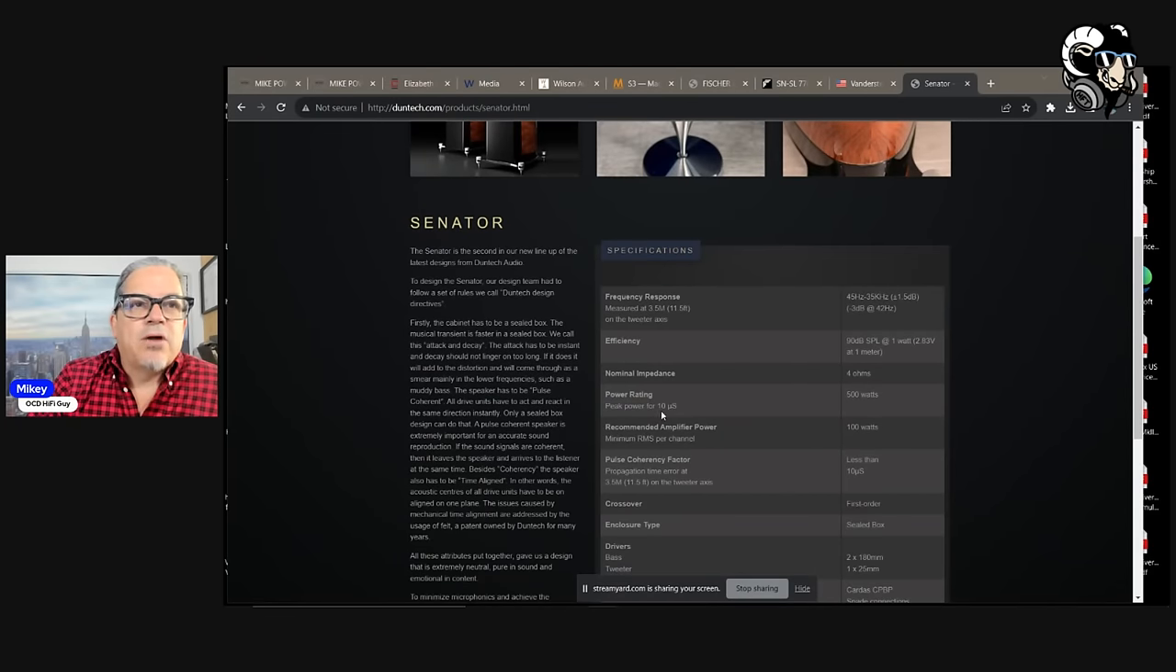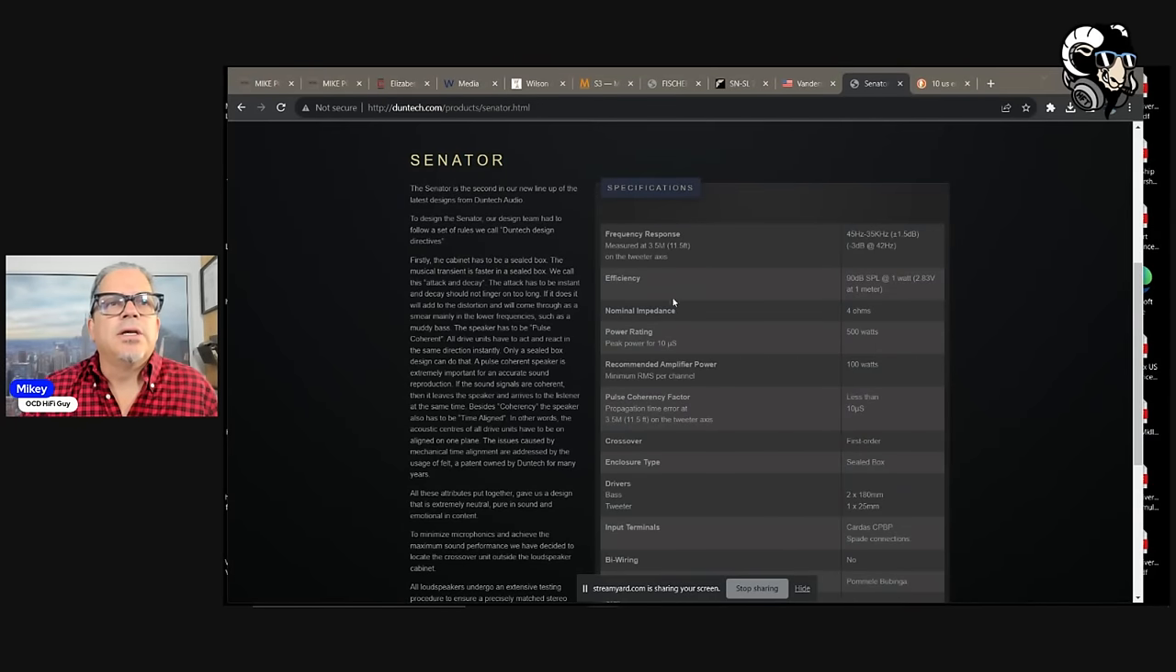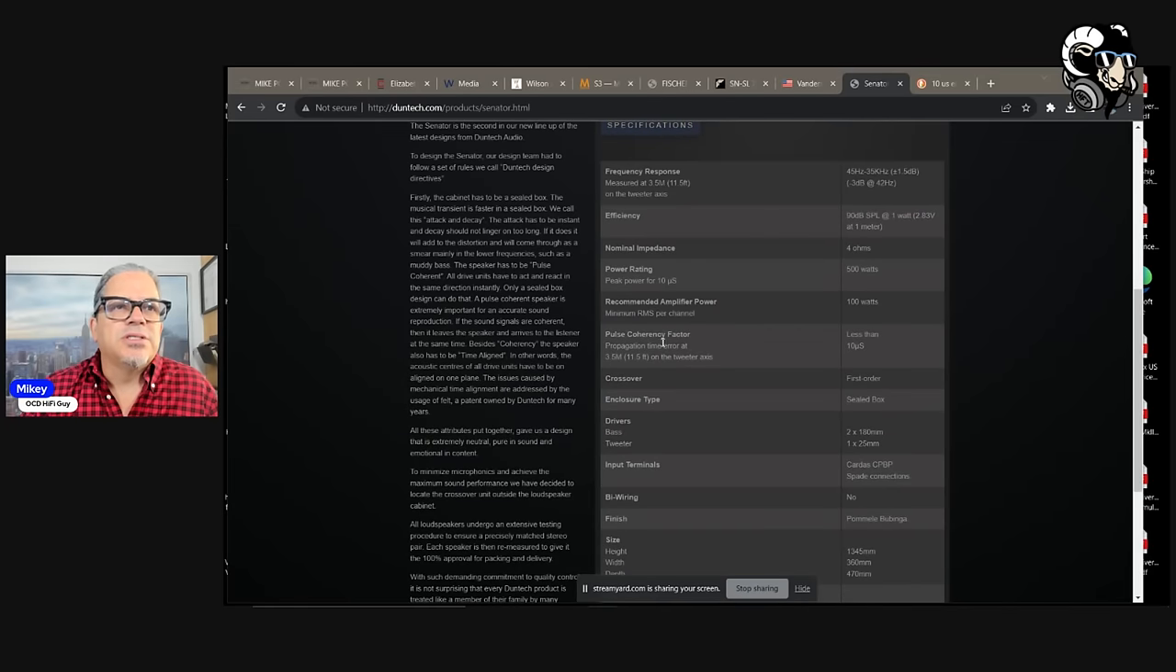They got power rating, peak power for 10 microsecond, 500 watts. Recommended amplifier power, this is the minimum RMS per channel. Look, we've got pulse coherency factor. So this speaker company tells us the specification for the propagation time error at 3.5 meters, 11.5 feet on the tweeter axis. So it gives us all the information for how they're recording this, less than 10 microseconds.